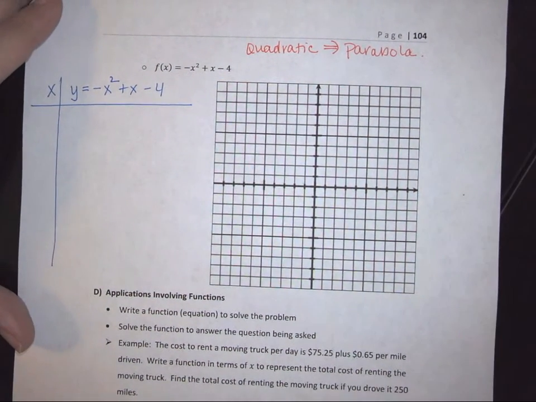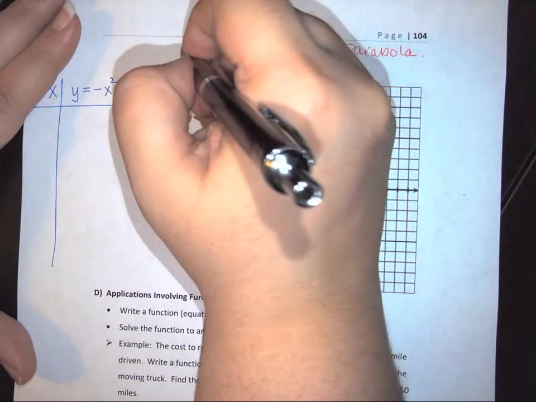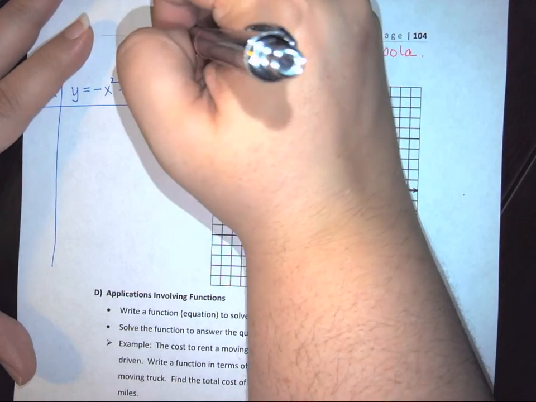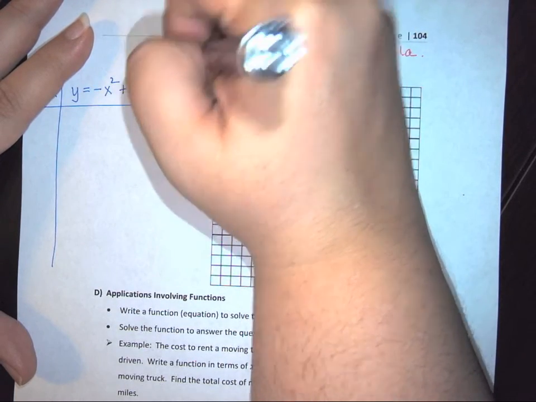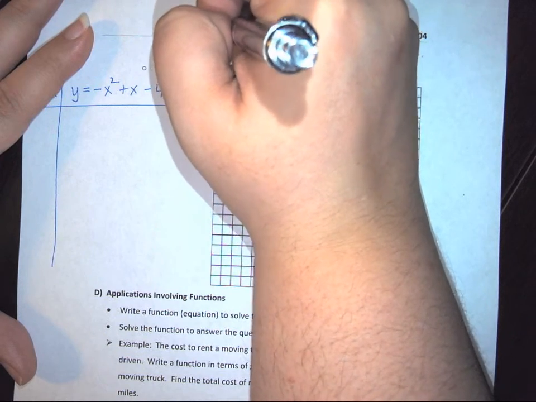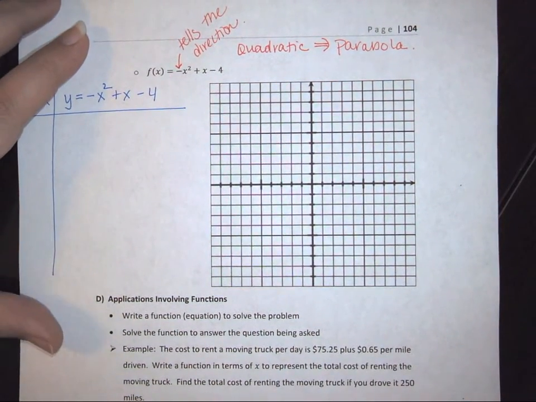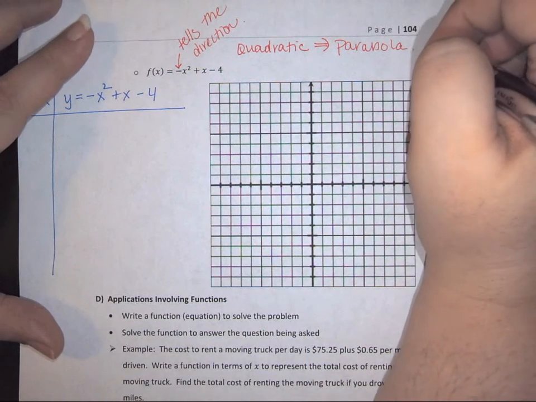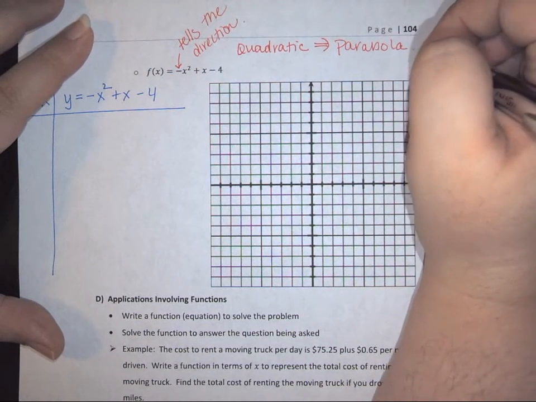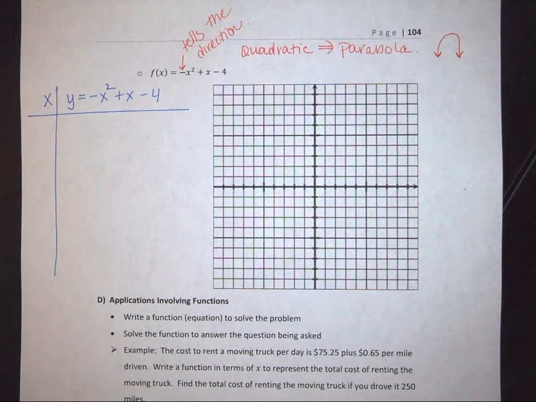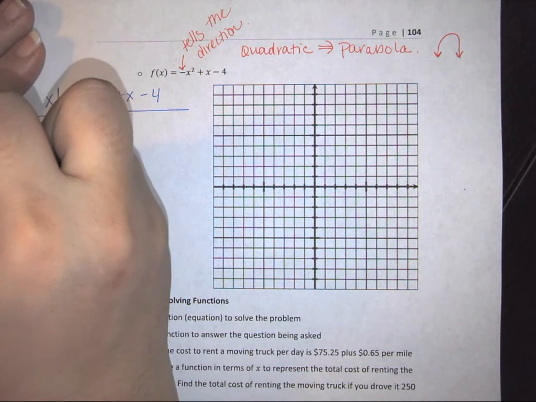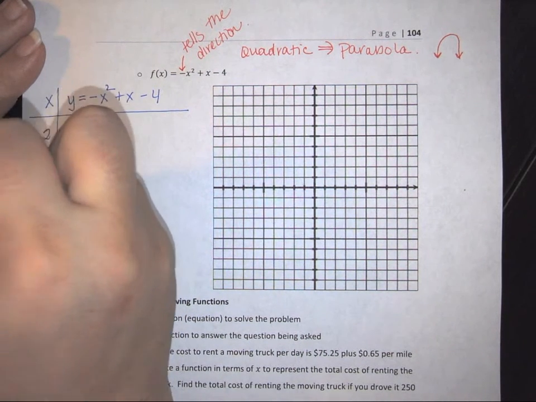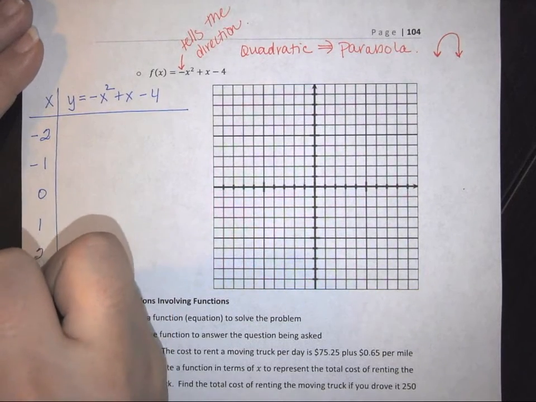Second, a parabola means you're going to have that U shape, and your sign right here is going to tell you the direction. So here, because my sign is negative, it means my parabola should point in a downward direction. Okay, so that's a few things that the equation tells you right off the bat before you even get going. Again, I would go ahead and use your points of -2, -1, 0, 1, and 2.